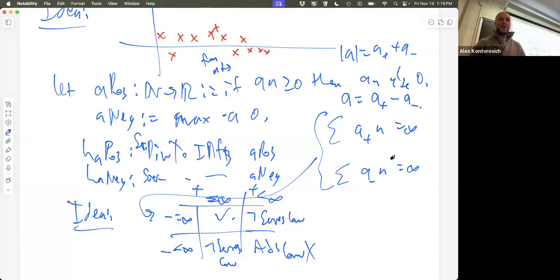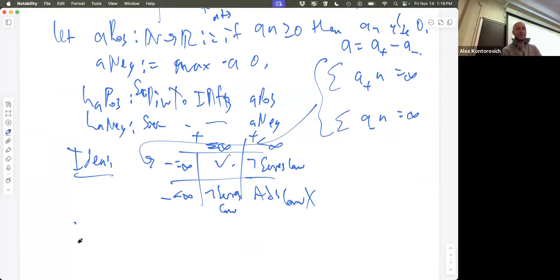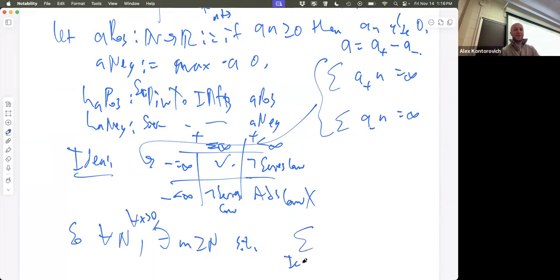And so what that means is, no matter how far out you go, so for all n, let's just work with the plus one, for all values of x positive, there exists an m after n so that the sum from k equals n to m of a plus k exceeds x. And then you do exactly what Sean said.